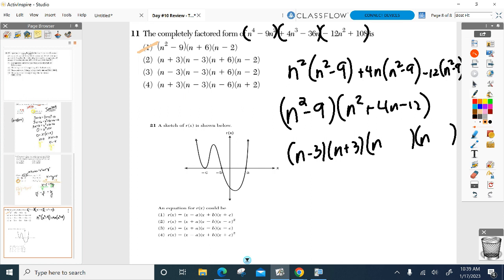6 and 2. Signs. Positive 6 and negative 2. Good job. And there we go. Factored completely.